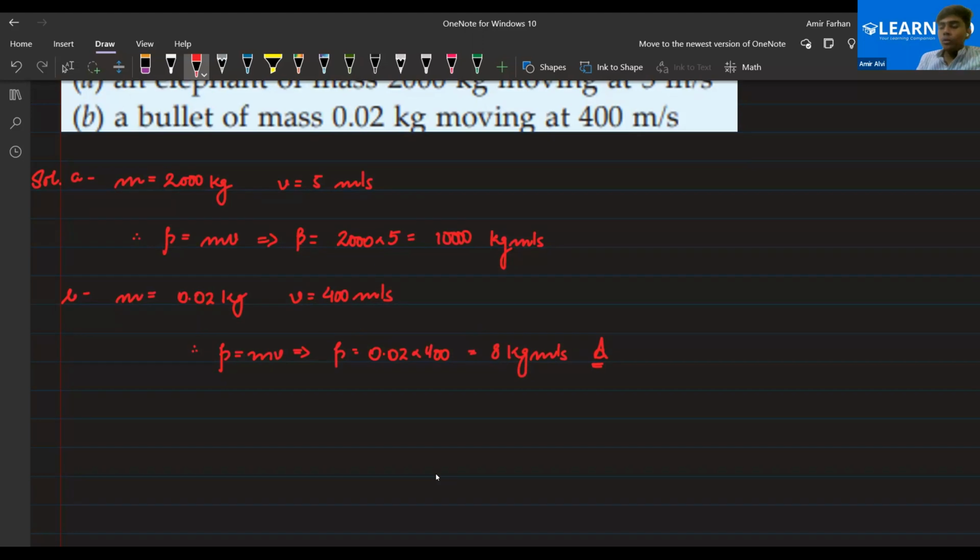So from now on, how many of you have done the revision of the motion chapter completely, apart from the revision test, on your own? Is there anyone who did the complete revision of the motion chapter?